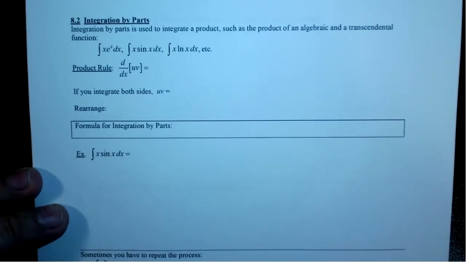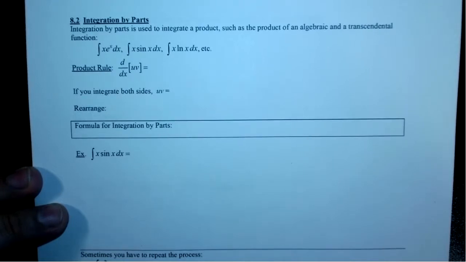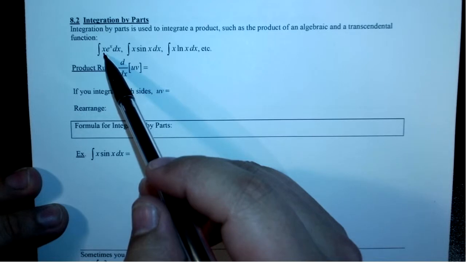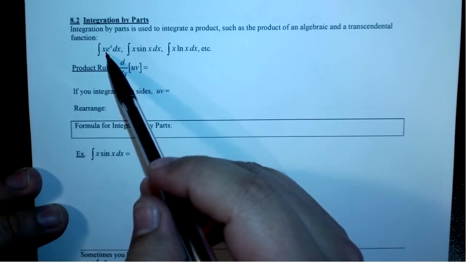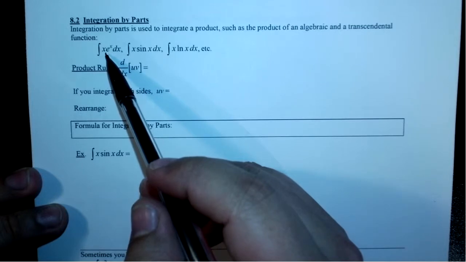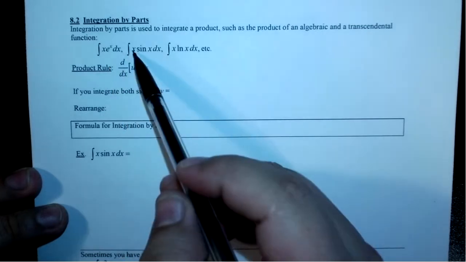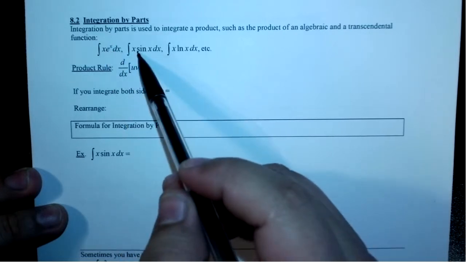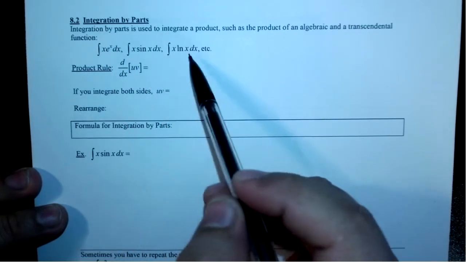Integration by parts is used to integrate a product such as the product of an algebraic or a transcendental function. In other words, you're dealing with a product of usually a polynomial of some sort times, like it says, another polynomial, or in this case, a transcendental of some sort, or a trigonometric function.